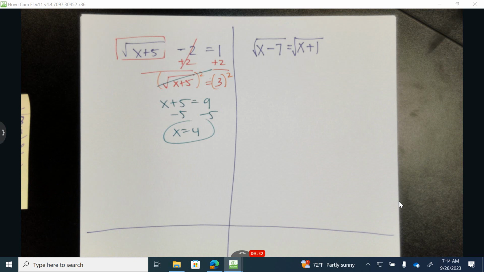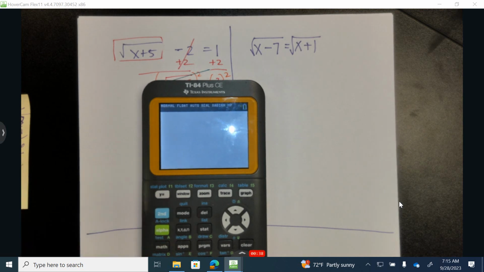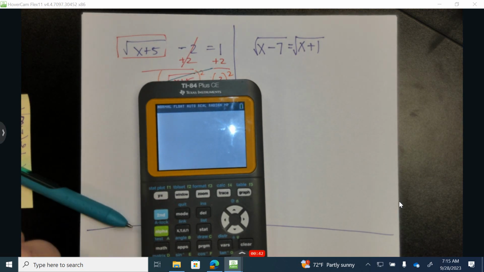But just because I get an answer doesn't mean that that answer is actually a solution to this problem. Grab your graphing calculator, please. You're going to plug this in with me simultaneously. So when we plug this in, I have square root. Again, I'm plugging in 4.